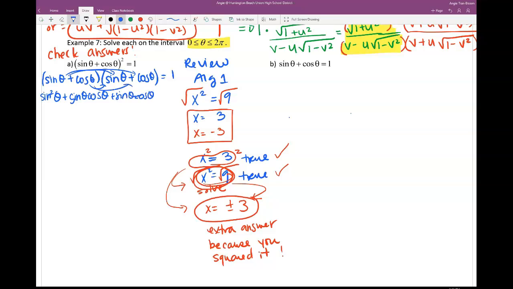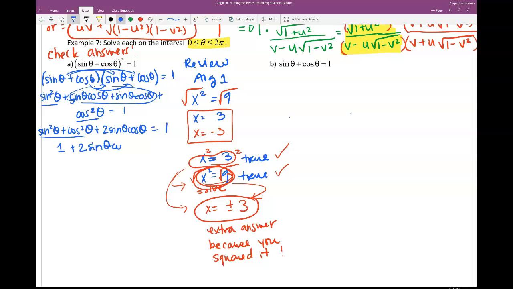And then cosine times cosine is going to be cosine square of theta, and then equals 1. Okay, well, look. I can put those together and I can add these together. So now I have sine square of theta plus cosine square of theta. In the middle, I have 2 sine cosine, equals 1. Well, this is an identity. I can substitute that. So here we are.